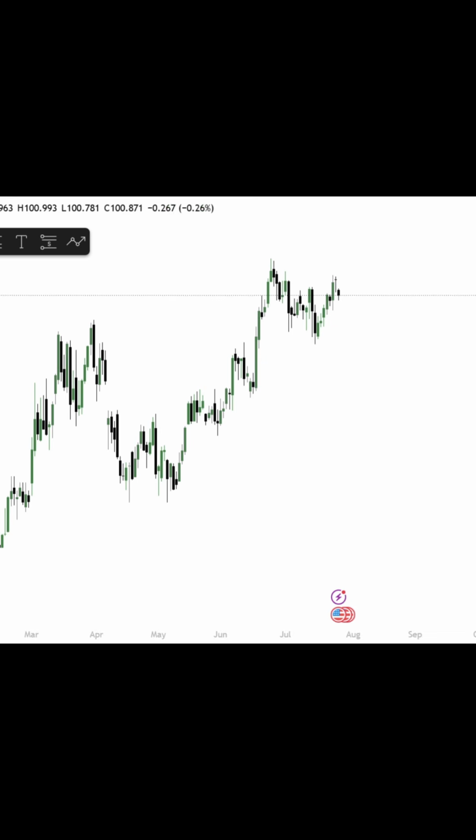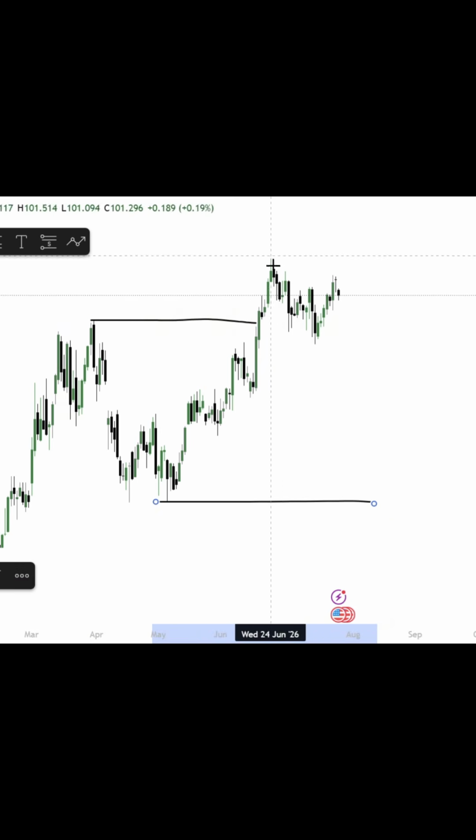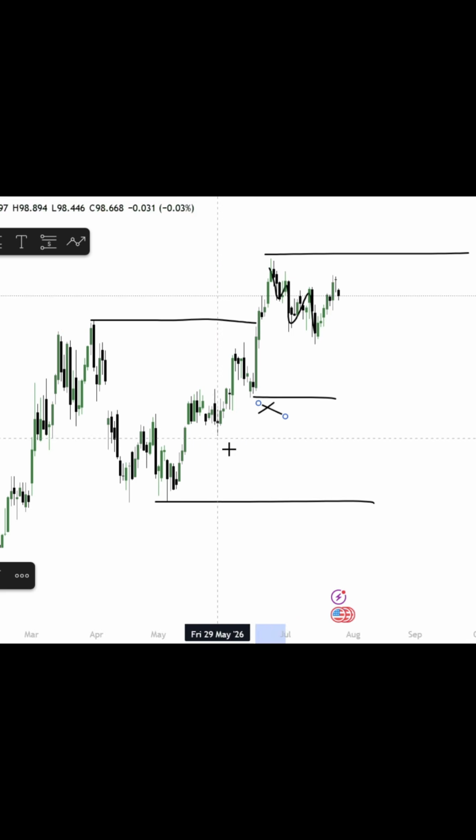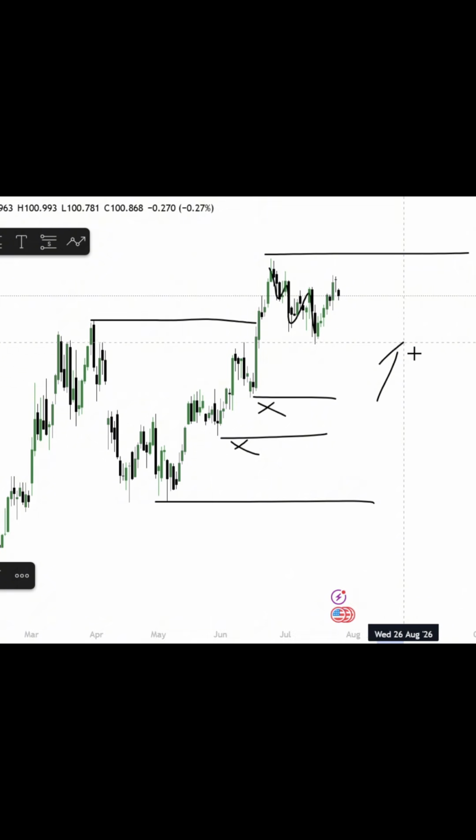Starting off with DXY on the daily time frame, we can see we've had that break of structure towards the upside, and this is the current swing range that we are trading within. Now previously, whilst we had this internal trend that was intact, we were anticipating some of that price down towards these points of liquidity where we could then look for that next upside move.